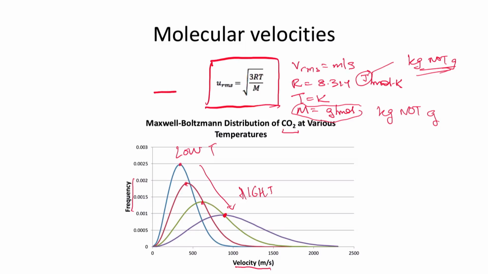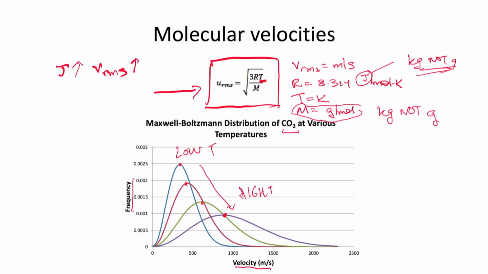This formula also allows me to predict the relationship between temperatures, molar masses, and velocities. Generally speaking, as temperature increases, the root mean square velocity also increases, because you can see that the temperature is in the numerator. But it's directly proportional to the square root of the temperature. So if I want the thing to go twice as fast, I have to increase the temperature by a factor of 4.